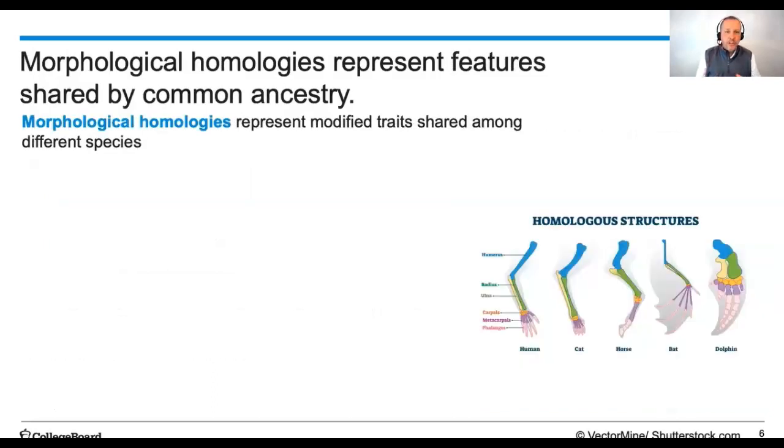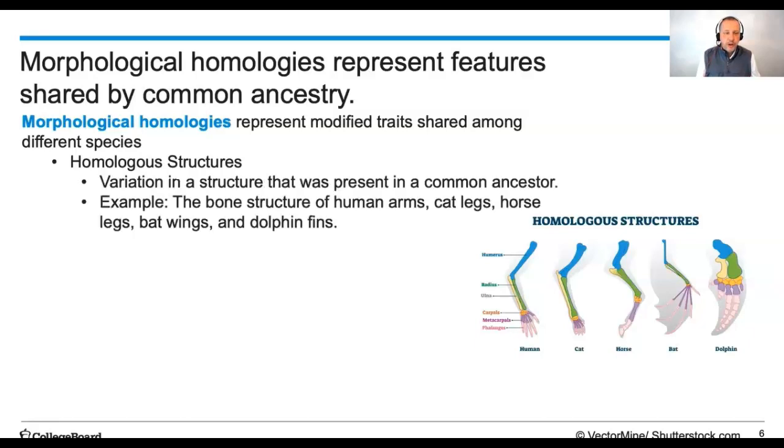Morphological homologies represent modified traits shared among different species. Homologous structures are a variation in structure that was present in a common ancestor. For example, the bone structure of human arms, cat legs, horse legs, bat wings, and dolphin fins, as you can see on the screen.